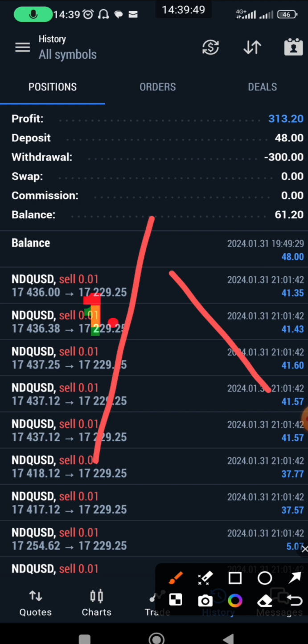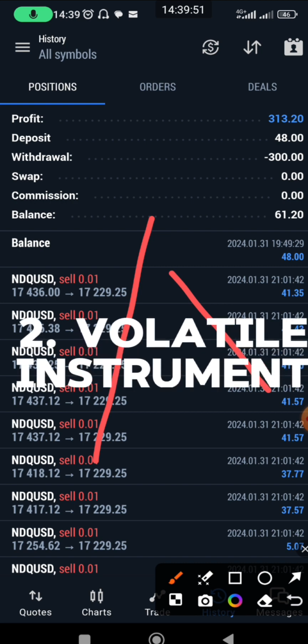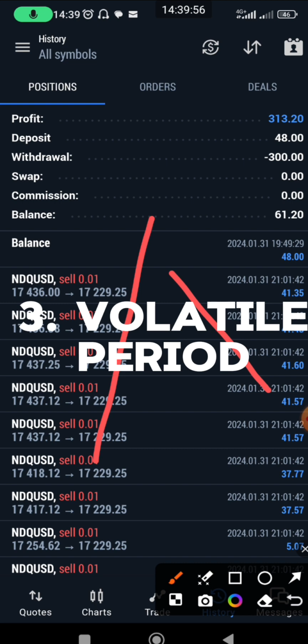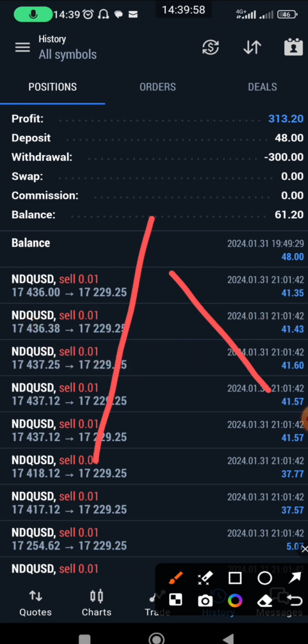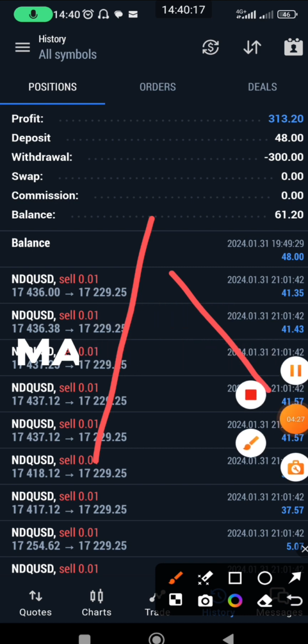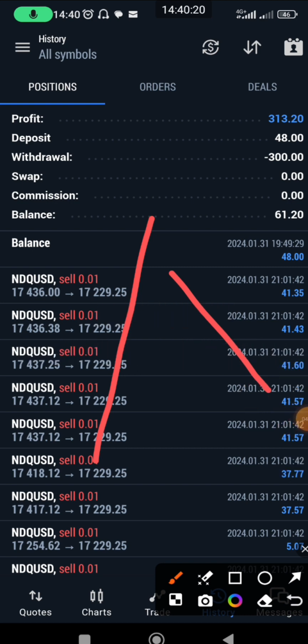Number one, you need a good strategy. Number two, you need a volatile pair. Number three, you need a volatile period, either a news event or the first hours of market open. So if you have all this checked, then the next thing you need to do now is your money management. When you want to flip an account, your money management will be quite different from the conventional risk of 1%.